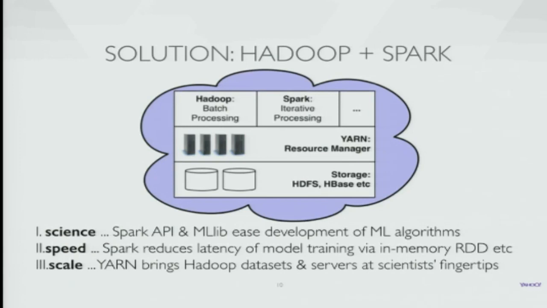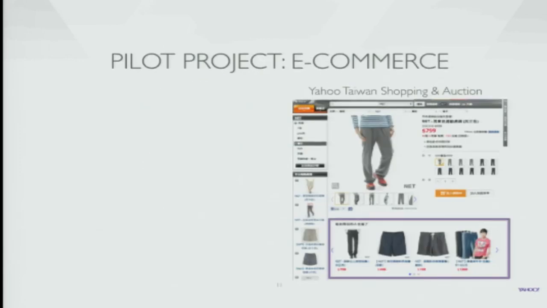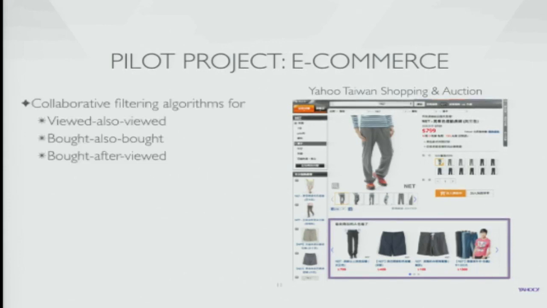Let me just share 2 of them with you. The first one is for our e-commerce. At Yahoo Japan, we happen to have an e-commerce website, which is currently number 1 in that region. Just like many other e-commerce sites, when a user is visiting a site, looking at a particular shopping item, we want to enumerate several other things for the user to look at. So this is the use case of collaborative filtering.